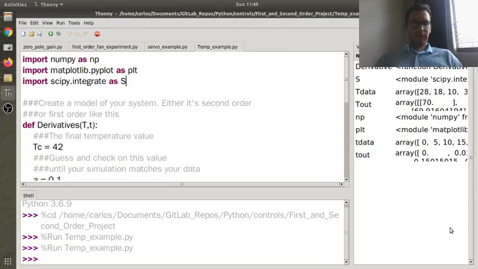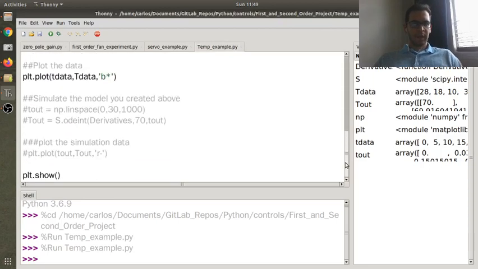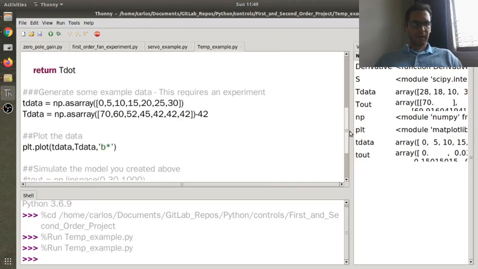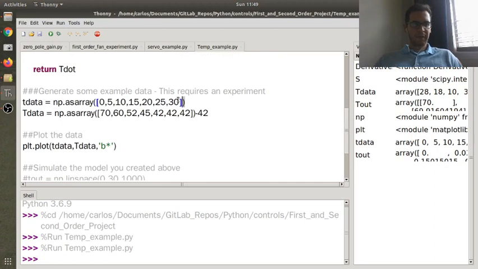Hey folks, I'm going to super quickly go through some code for plotting first order systems in Python. I have a lot of this commented out. Basically, I have some data here. Here's time data and here's temperature data. I use this for a different project. I subtracted off 42 here so that it would go to zero.